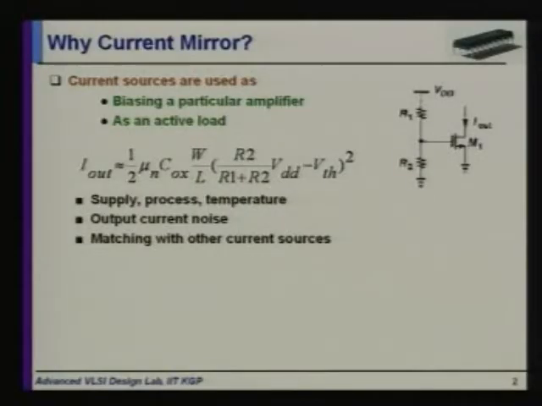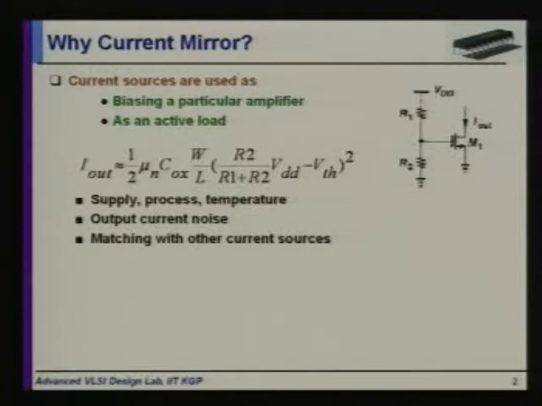Now why current mirrors? Current sources are used as biasing of a particular amplifier, as we have seen yesterday, or also as active devices or active load for the CS stage or so.